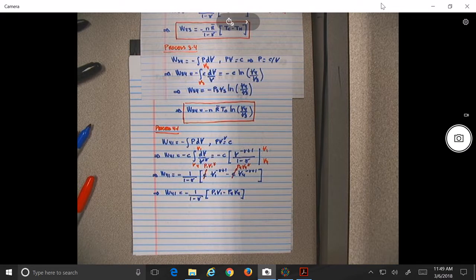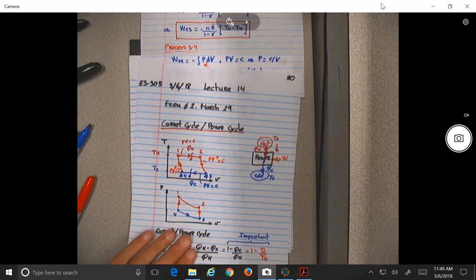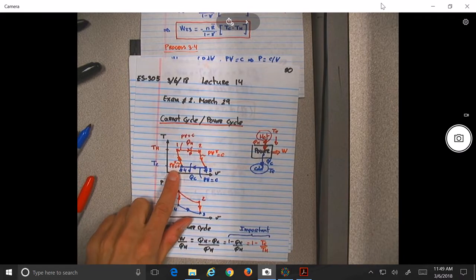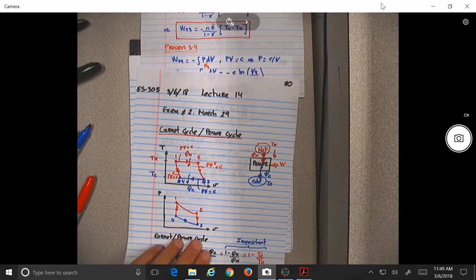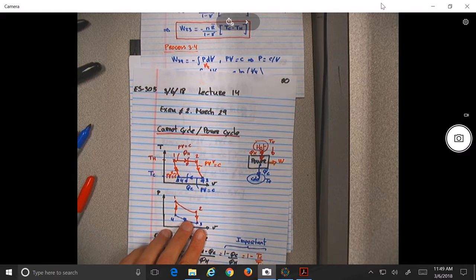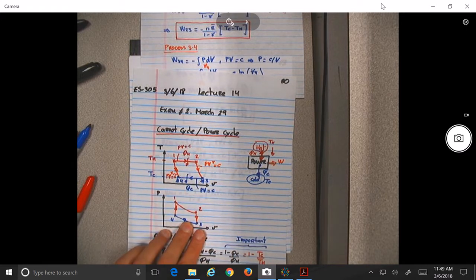For process 3-4, let me look at it. No, process 3-4, the temperatures are the same. You look at the figure, yeah, so the temperatures are the same. Okay, so it will still be the cold. It will not be the hot. So yeah, you could. Let me rectify my answer. You could have used the other one. At the end, it's still the cold one. Okay.